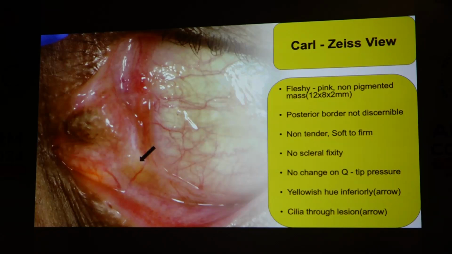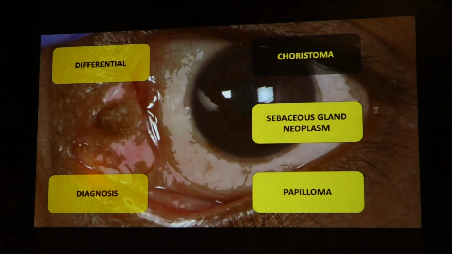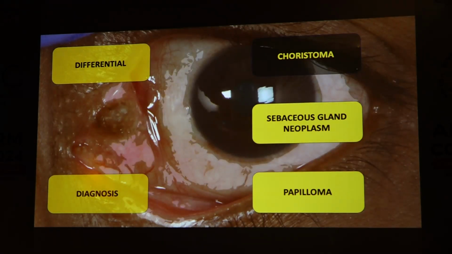However, what is interesting to note is that there is a yellowish hue inferiorly, if you may see and appreciate, and there are cilia through the lesion, giving it a hint, with the puncta not being involved, ruling out possible lacrimal involvement. Our differential diagnoses in this case were a choristoma, a sebaceous gland neoplasm, or a papilloma. The provisional or working diagnosis definitely helps in having a mental workup before you take the patient to surgery.